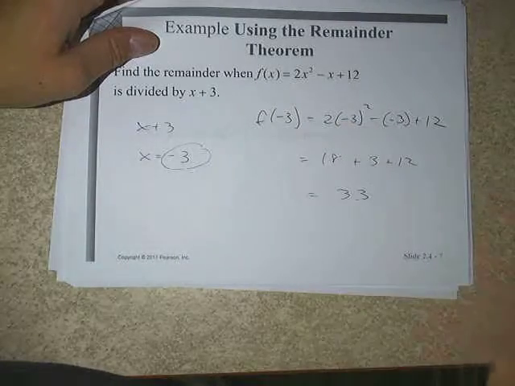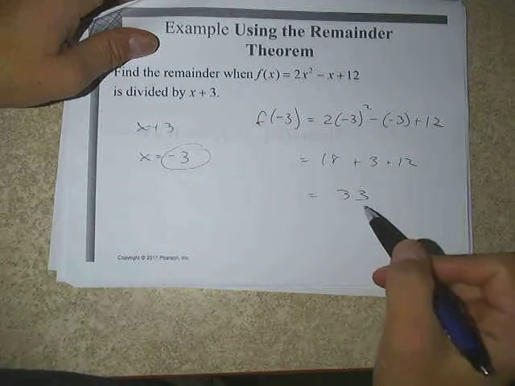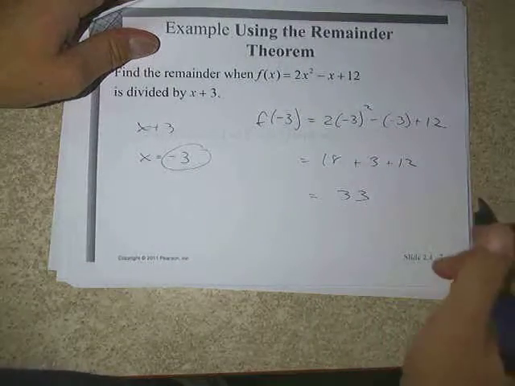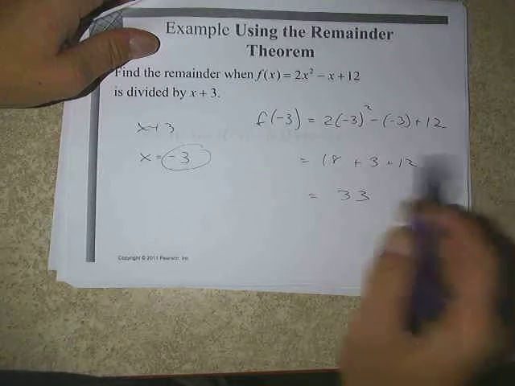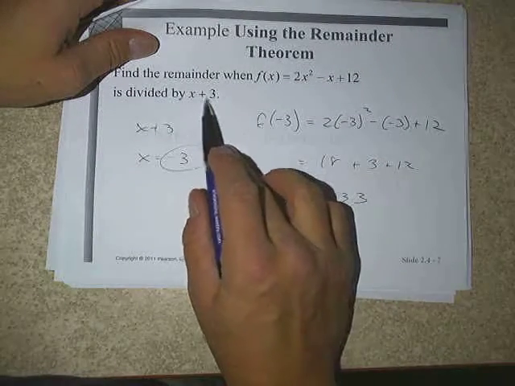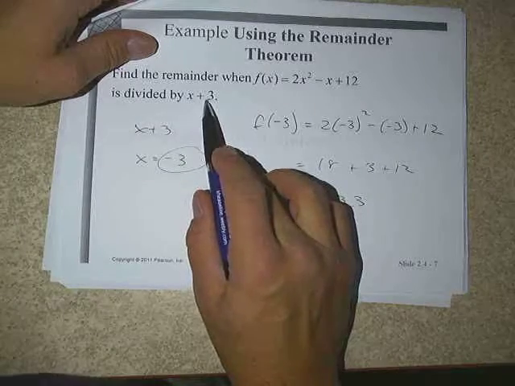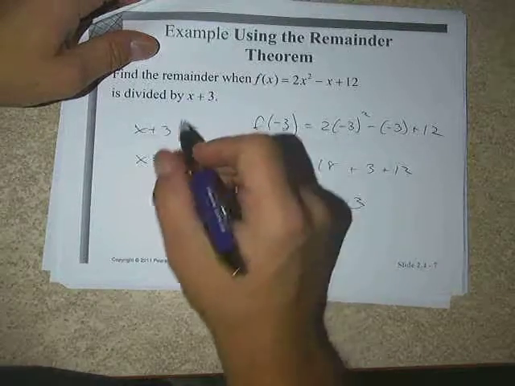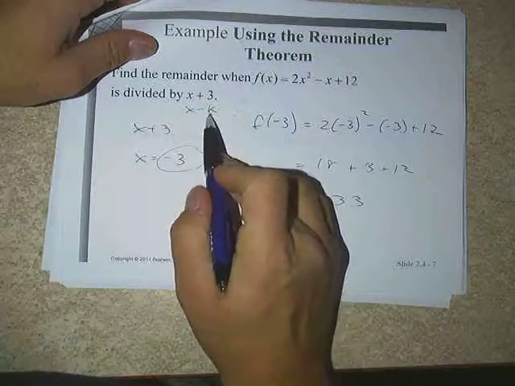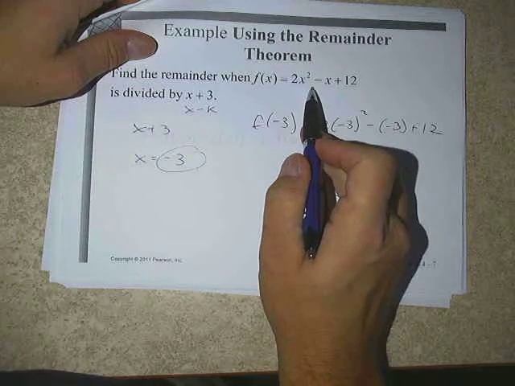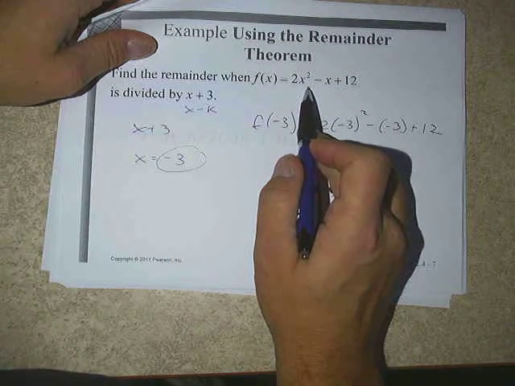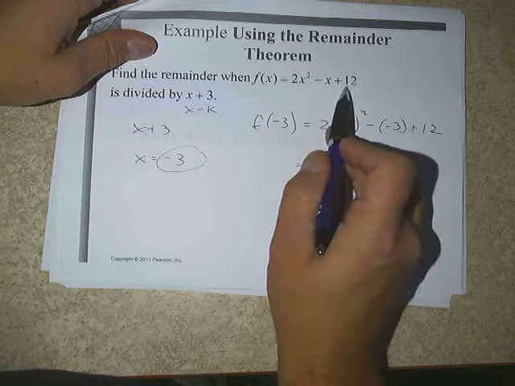But what does that do for us? If all we're trying to find is the remainder, it saved us a bunch of work, didn't it? We didn't have to actually do the division. If we did the division, we'd wind up with 33 as the remainder, and we could get it that way too. But if we want to use the remainder theorem instead, all we've got to do is take the k, if you will, because remember this is of the form x minus k, and plug it into the equation.